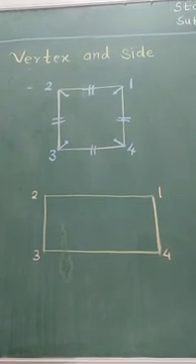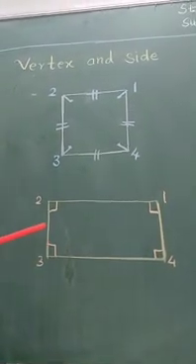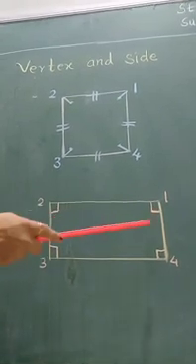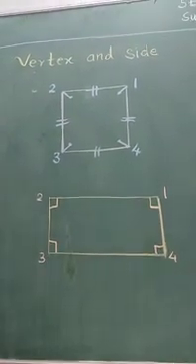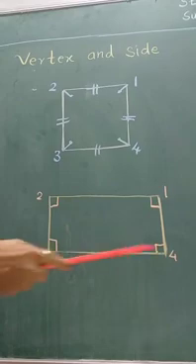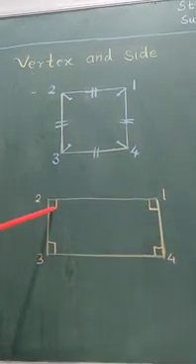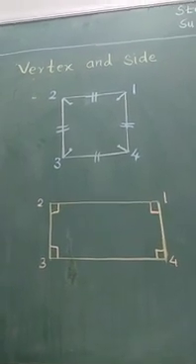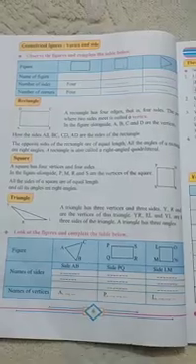And these are the angles of a rectangle. Okay? Do you know what is the symbol of right angle? See here. See, this is the symbol of right angle. So a rectangle has 4 vertices, 4 sides and 4 angles. Okay. So it is very clear to you what is the vertex and what is a side. Now we are going to see about rectangle.